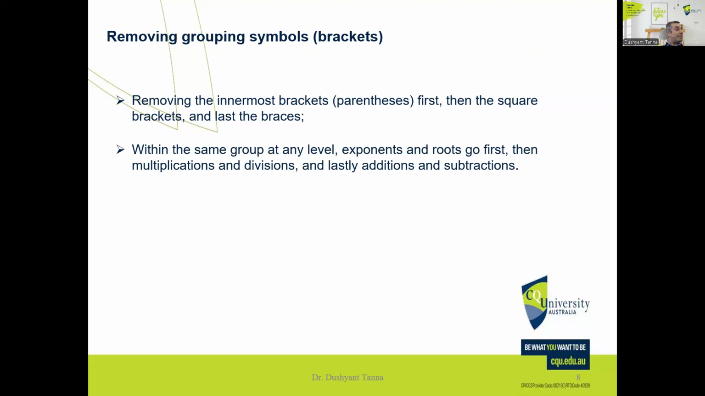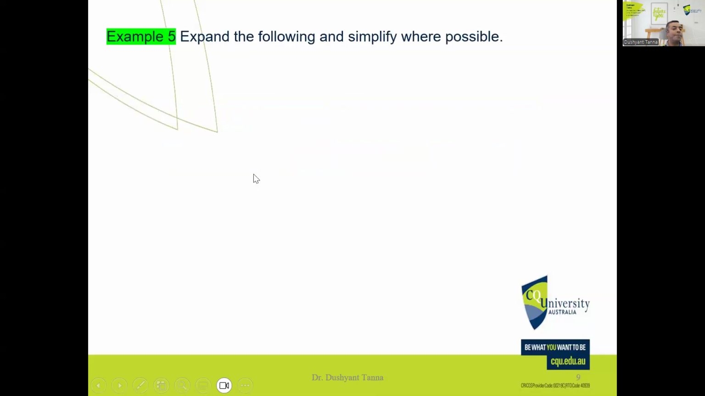Within the same group at any level, so within the same bracket, again follow the BODMAS order. Sorry, I just taught integration, I'm mixing it up. BODMAS order: exponent goes first, then multiplication, division, and then addition, subtraction. Once you have taken care of the bracket, it is only BODMAS, or IDMAS: indices, exponent or root, multiplication, division, and then addition, subtraction. Right. Expand the following and simplify where possible.